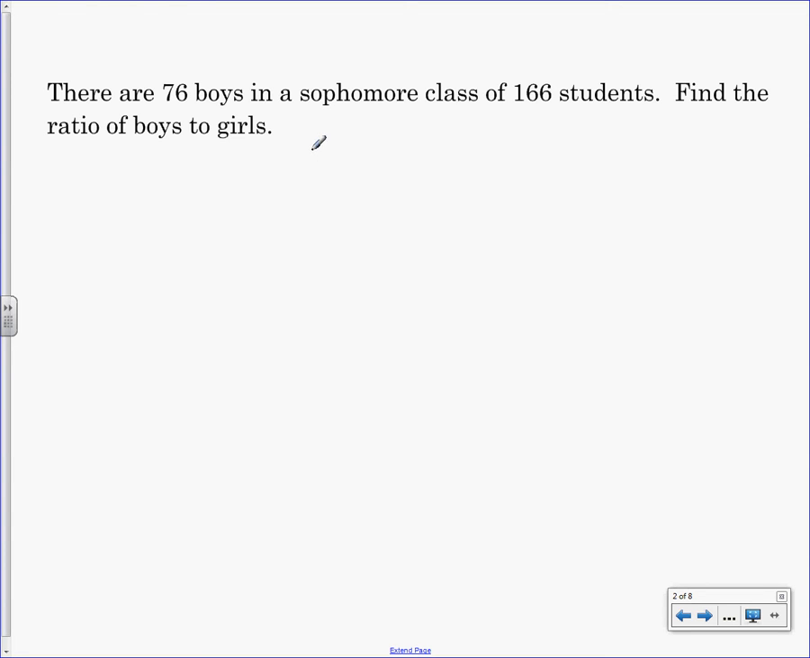So how many boys are there? 76. How many girls are there? 90, because 166 minus 76 leaves us with 90. Okay? So in your head, you kind of want to say, this is 76 over 90. This is a fraction, so I have to reduce it. I know those are both even numbers, so at least dividing by 2, if not more. But if you get out the calculator that you're going to start bringing with you every day, you have a fraction button. If you take 76 fraction 90, it'll reduce the fraction for you.